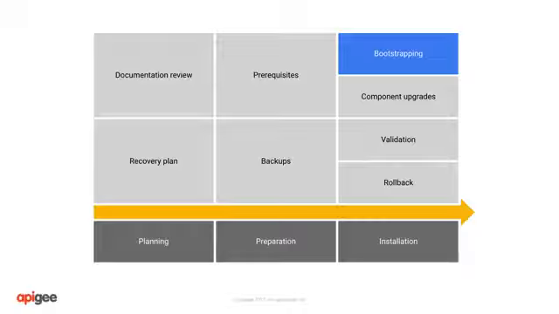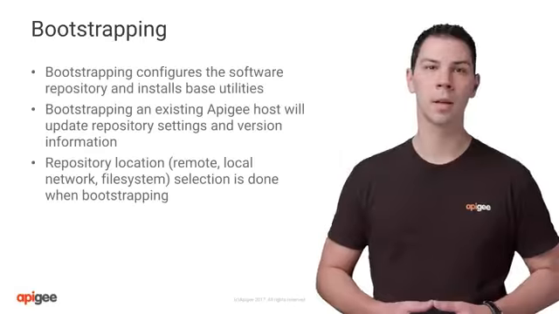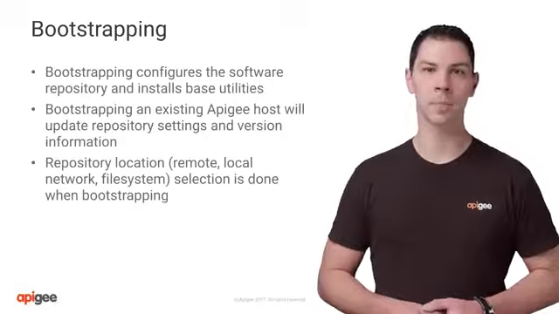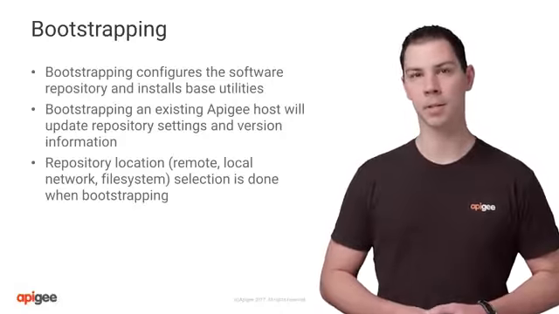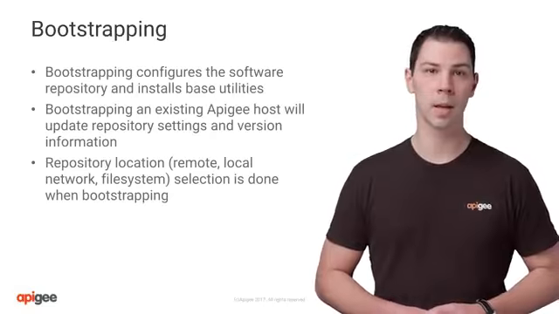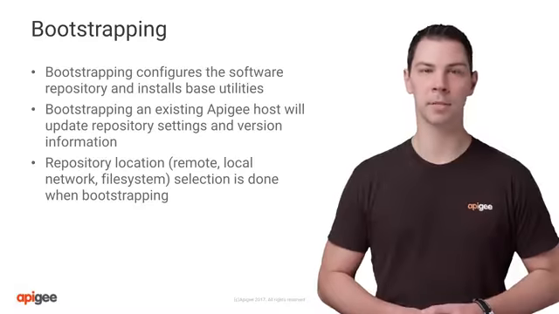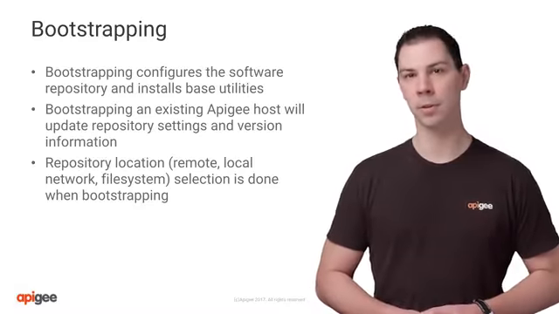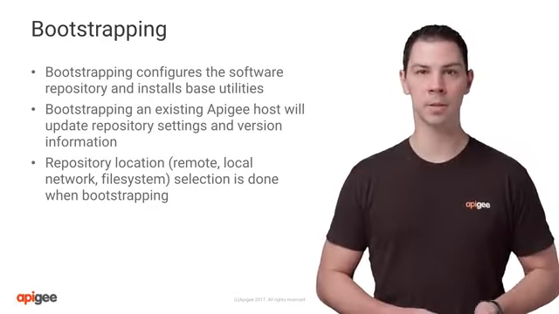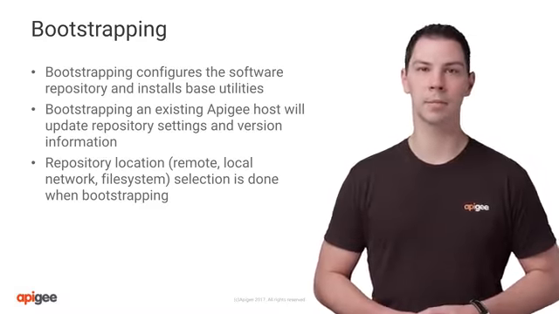With our planning and preparation for the upgrade out of the way, it's time to start with the upgrade. We will begin with the bootstrapping process. The bootstrapping process for upgrading Apigee is identical to the process we used during the installation. Bootstrapping always configures a host to point to a specific major release of Apigee. To point to a new version, you will simply bootstrap again using the correct script for your desired release.